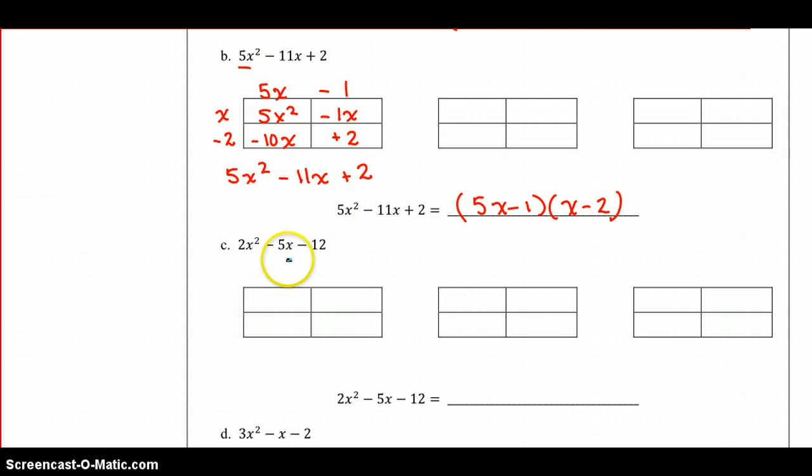Alright, so now 2x squared minus 5x minus 12. Okay, so 2x squared we can get with a 2x and an x. And 12 is not very friendly because there's lots of pairs of numbers that multiply to be 12. So let's try a negative 6 times a positive 2. So we're going to get negative 6x, positive 4x, which when we add, we're going to get negative 2x minus 12.